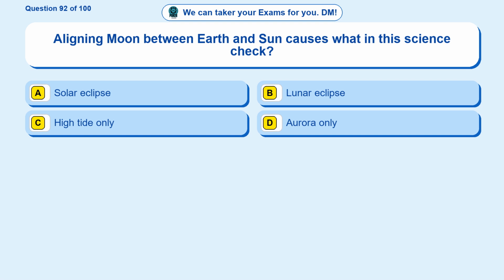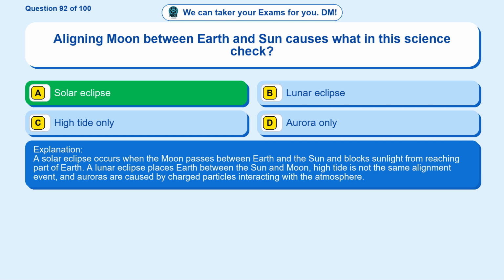Question 92. Aligning moon between Earth and Sun causes what in this science check? Option A, solar eclipse. Option B, lunar eclipse. Option C, high tide only. Option D, aurora only. The correct answer is option A. Solar eclipse. A solar eclipse occurs when the moon passes between Earth and the Sun and blocks sunlight from reaching part of Earth. A lunar eclipse places Earth between the Sun and Moon. High tide is not the same alignment event, and auroras are caused by charged particles interacting with the atmosphere.